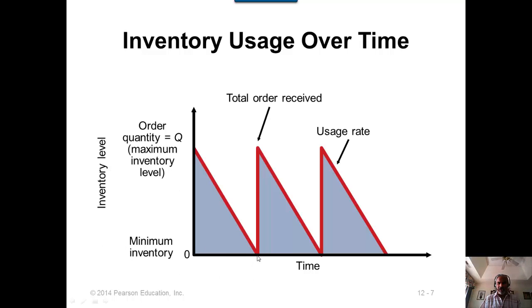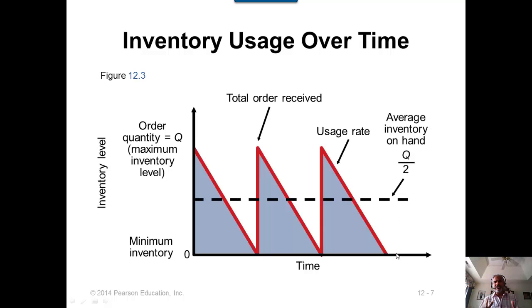So each order cycle begins with Q on hand and ends with 0 on hand. So the average inventory is (Q plus 0) over 2. So Q over 2 is the average inventory. And we'll be using this average inventory to compute the holding cost on an annual basis. If you take the average inventory and multiply by holding cost per unit per year, then we get the annual holding cost.